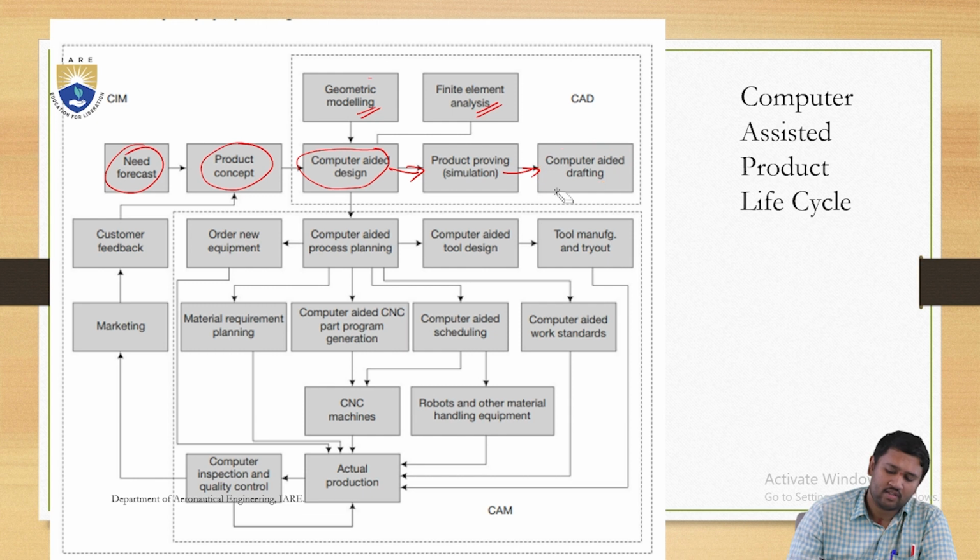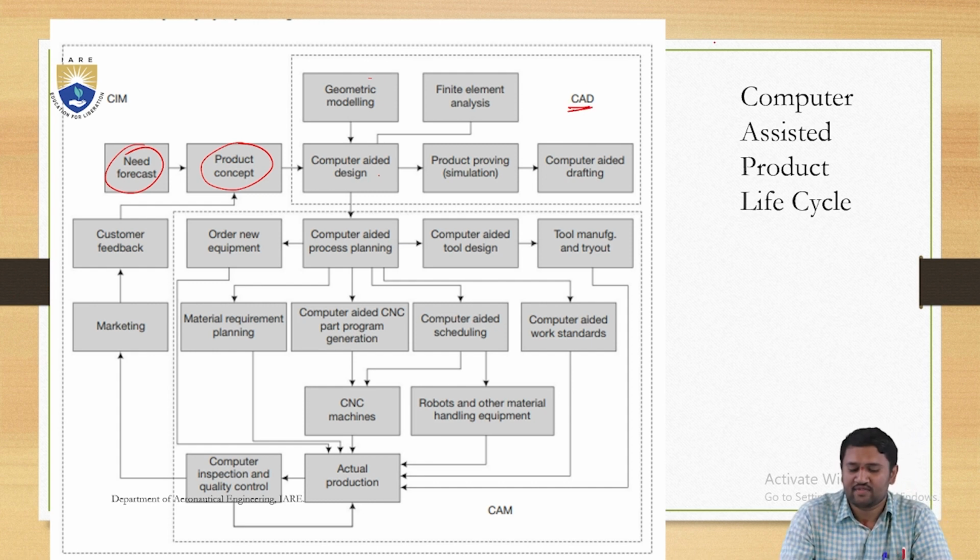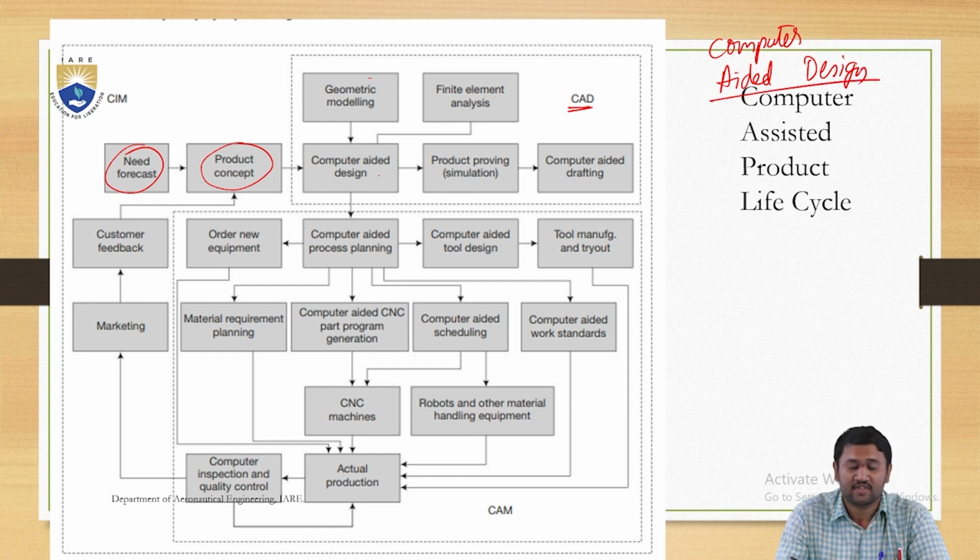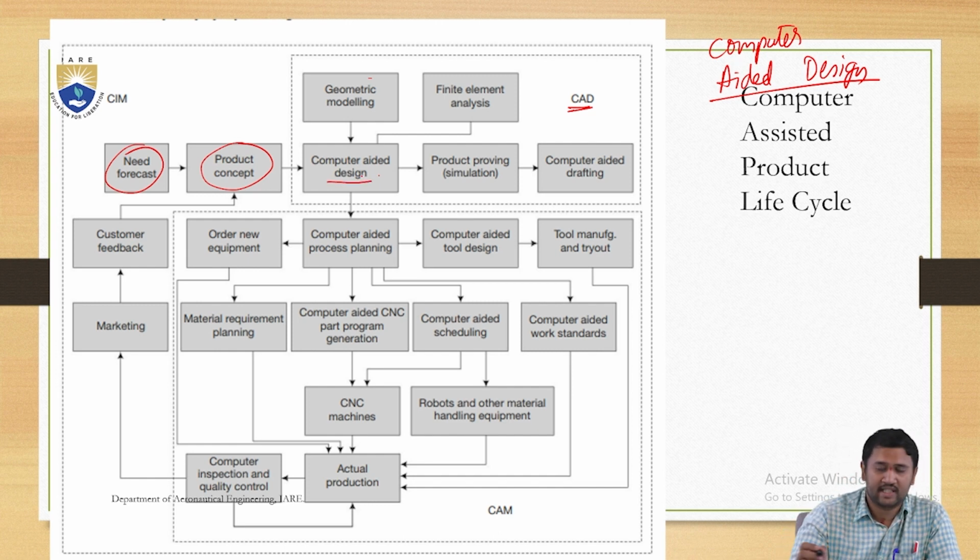Now, all this process, particularly simulation, FEA as well as geometric modeling, will be coming under CAD, which stands for Computer Aided Design, right? All the processes which include geometric modeling, designing, simulation as well as drafting will be included under a single cycle or a single subsection of a cycle called computer aided design.